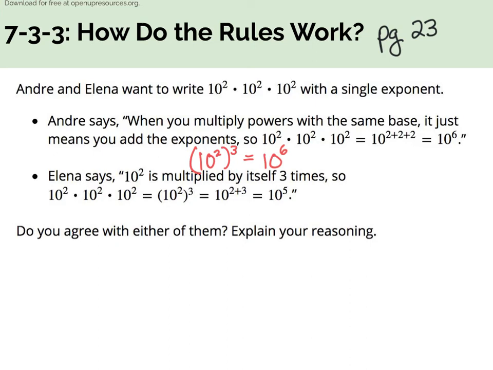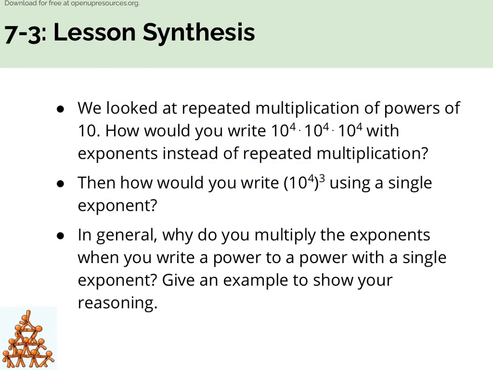So again, when we're writing things as power to a power, we have 10 to the 4th raised to the 3rd power. Again, how would you write that as a single exponent? We're going to multiply those exponents together.